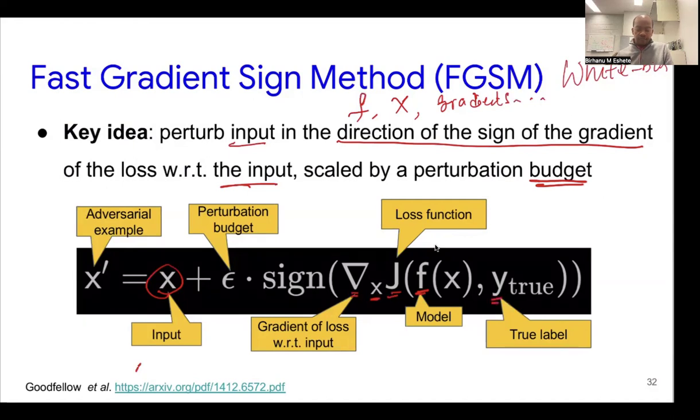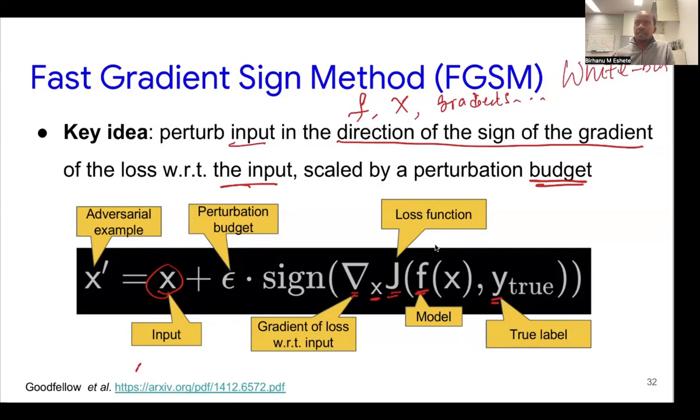X prime is computed as x plus the perturbation, added pixel-wise. So imagine this is done element-wise, or pixel-wise, for a given image. It's the perturbation budget multiplied with the sign of the gradient of the loss function with respect to the input.